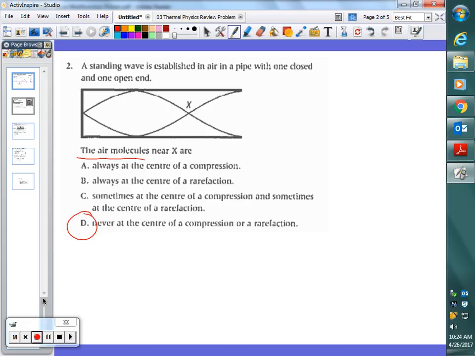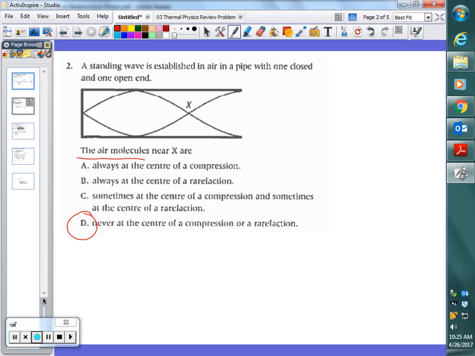A compression or a rarefaction is an area of higher density or lower density, but those only happen when we have interference patterns going on. Compression is higher density, rarefaction is lower density, but in this spot right here, because it's a node, there is not higher density or lower density. It's exactly the same density as it was before.